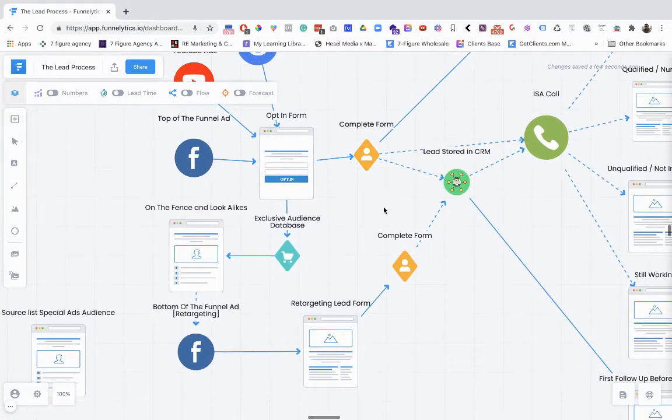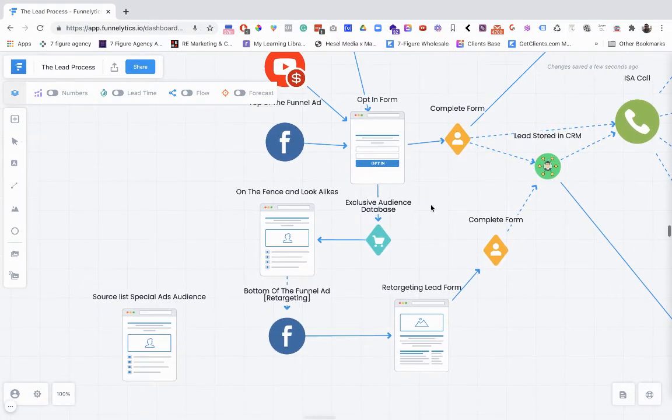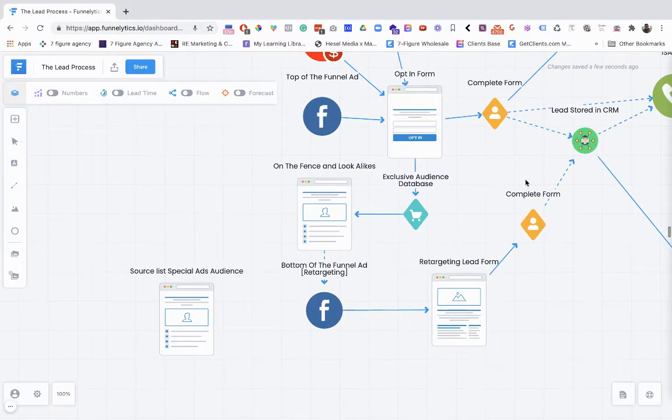Now, there's another part of the funnel. There are going to be people that come from retargeting methods. What does this mean?